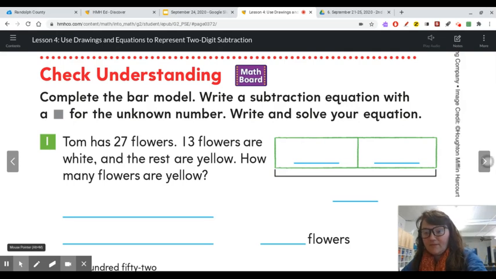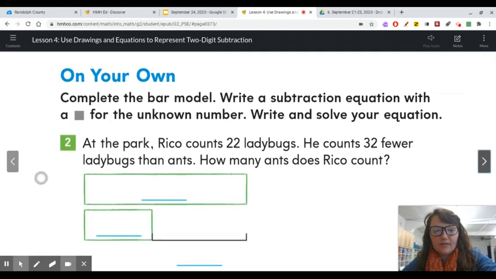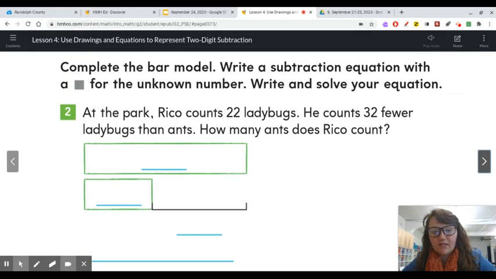Okay, here we go. So now you're on your own part. So complete the bar model. Write a subtraction equation with a square for the unknown number. Write and solve your equation. At the park, Rico counts 22 ladybugs. He counts 32 fewer ladybugs than ants. So how many ants does Rico count? That's a tricky one.